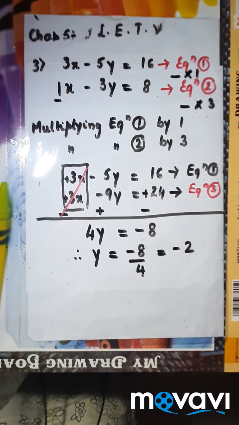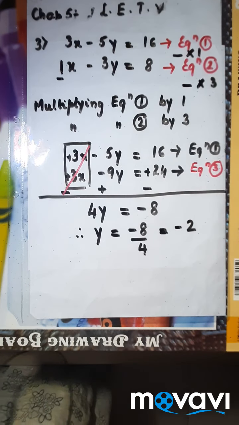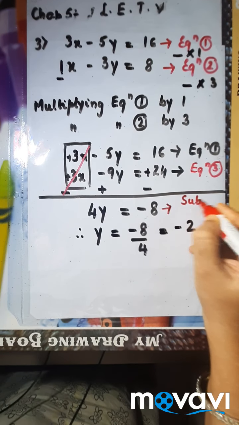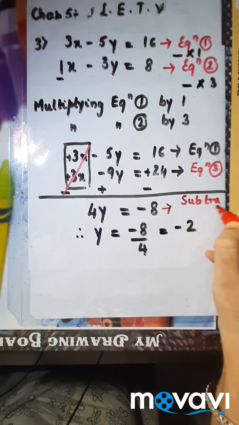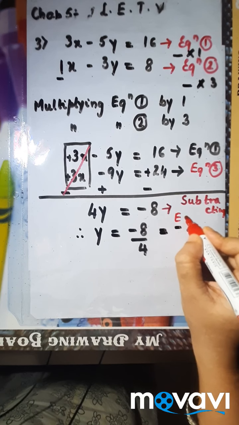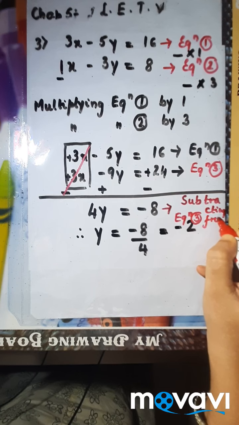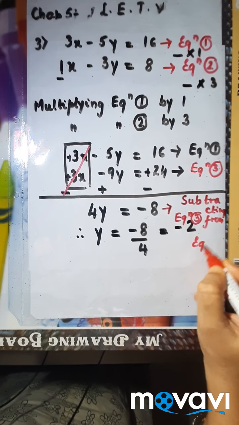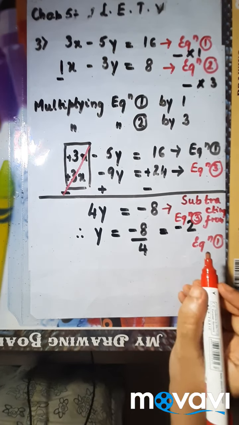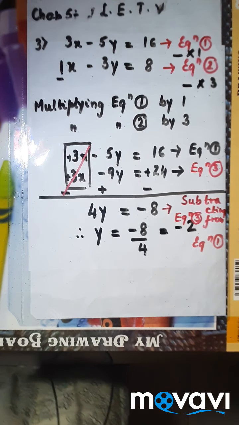Now, what's the next one? Substitute. Now here what do I have to write? I have to write the reason. Subtracting equation 3 from equation 1. Sorry, I'm little scribbling it, right? So my y is equal to minus 2. Okay, I hope you have it clear. Subtracting equation 3 from equation 1.